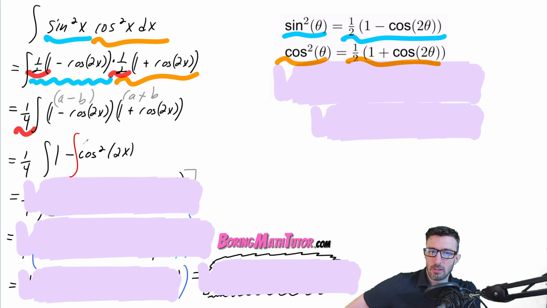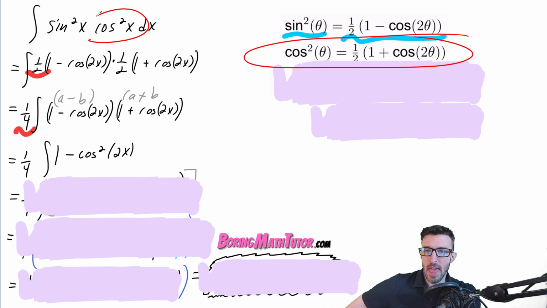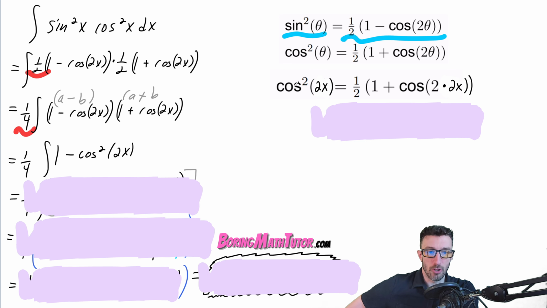But the integral of cosine squared, well, okay. I again want to use this formula to my advantage. But I've got to be a little careful because it's not cosine squared just of x anymore. It's now cosine squared of 2x. So how am I going to do it? Well, let's uncover over here.